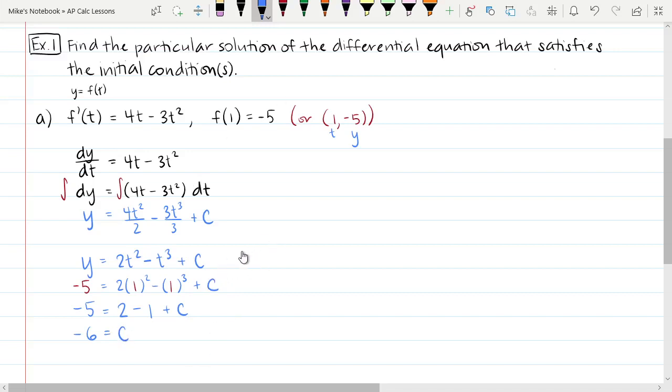So that means, now remember, I substituted into this line here. So that means my particular solution becomes y equals 2t squared minus t cubed minus 6. So that's that c that we originally had, but now we have a particular solution right here. And that means this is a particular solution curve that would pass through the point 1 comma negative 5. All right.